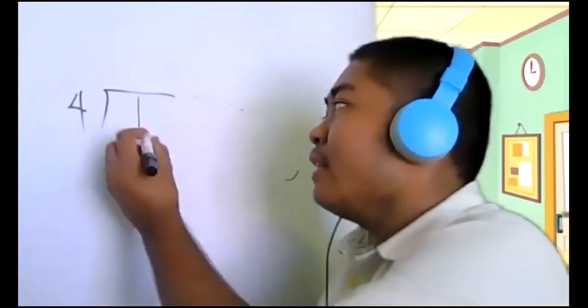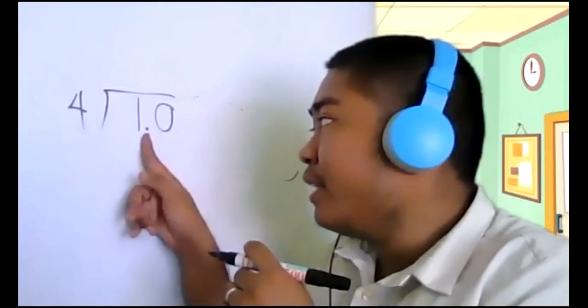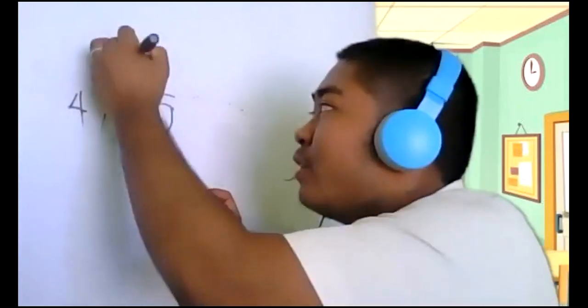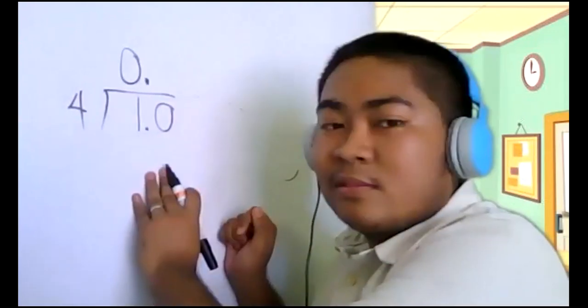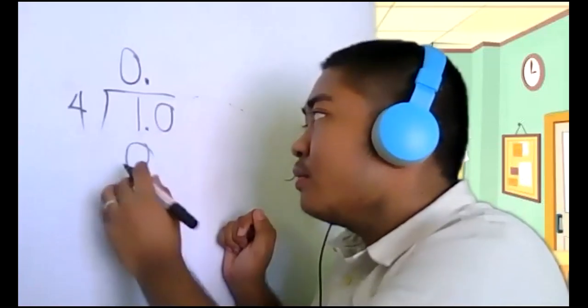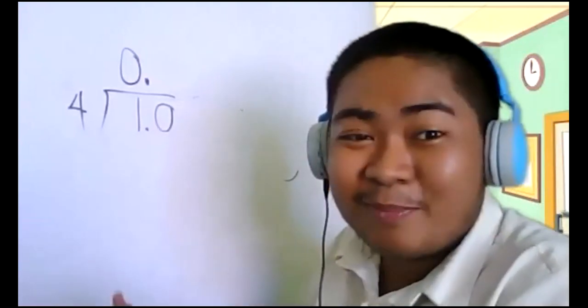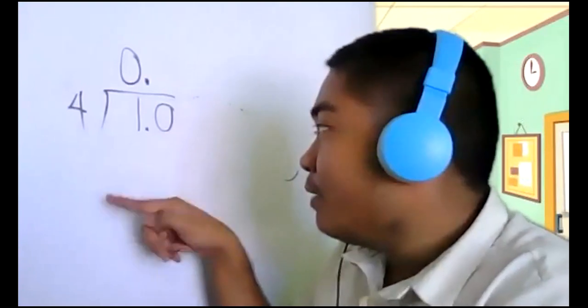Therefore, when it's like that, you need to add 0. Right? A point and then 0. Here is the point. So 1 divided by 4 is 0, so you start with 0. 0 times 4 is 0. Okay, right? 0, 0. Bring down.